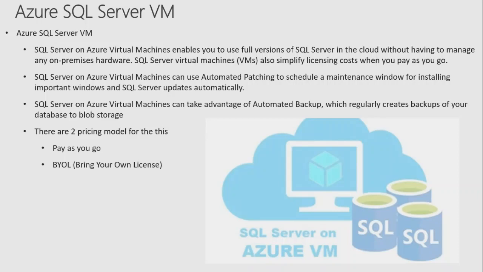On the SQL Server VM we have two pricing models. One is pay as you go, where we pay for what we use. Another model is bring your own license. Let's say you have your own SQL Server license, such as a 2016 or 2019 Enterprise license. You don't need to buy a license again on the Azure side. You can just use your license code on the SQL VM on Azure, and you will be paying only for the server, not for SQL Server.